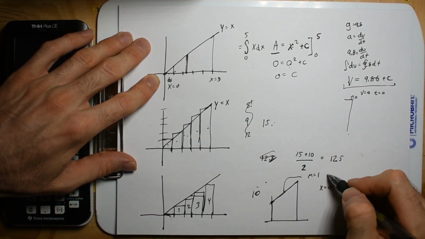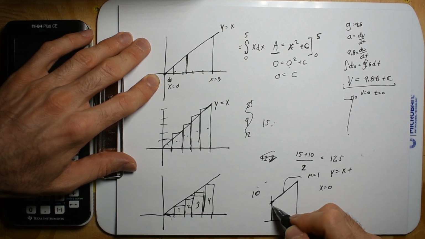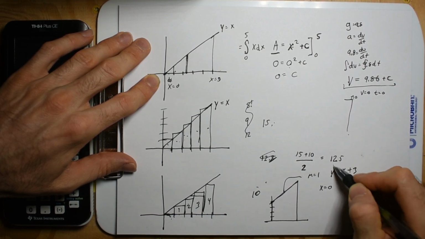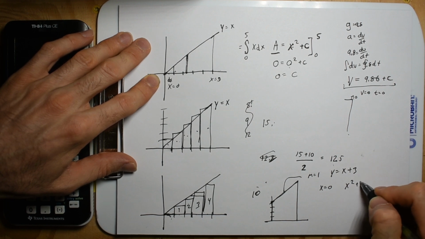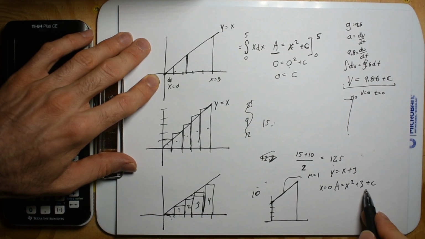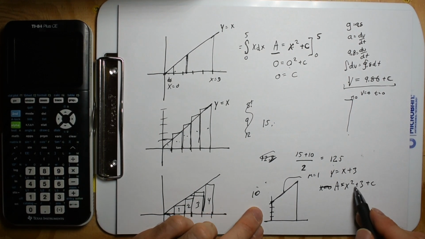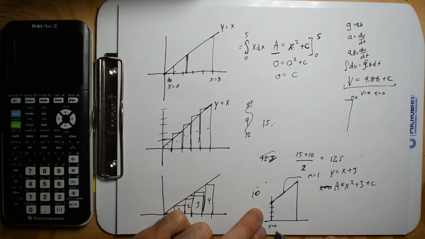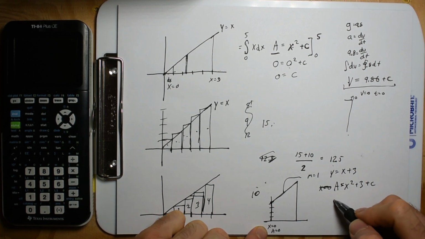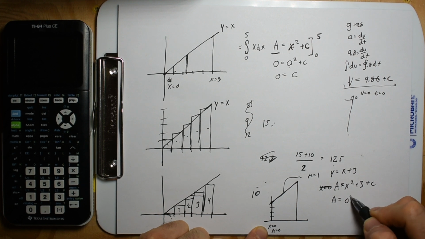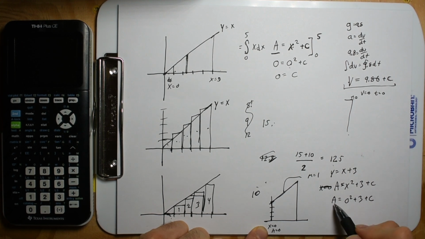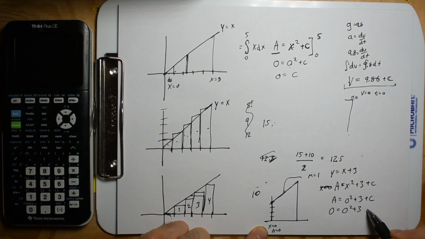Let's do that one. y is equal to x plus 3, and then we integrate that. We're going to get x squared plus 3 plus c, and our area is x squared plus 3 plus c. So this is so cool. Our constant of integration does apply, because when we throw in x equal to 0, our area is equal to 0. So we go area is equal to 0 squared plus 3 plus c, but our area has to equal 0. So now we can see that c is negative 3.